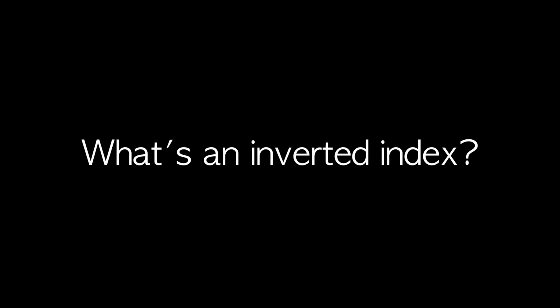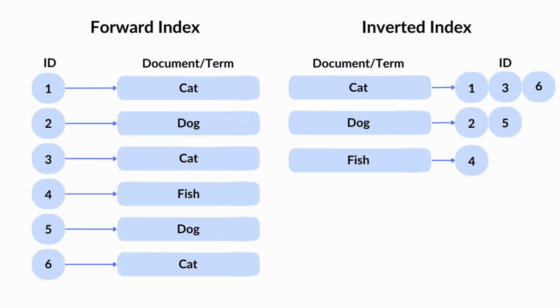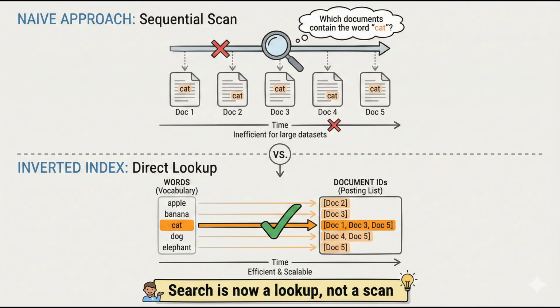What is an inverted index? Imagine you are searching for the word cat in a large stack of documents. With the naive approach, you would look at each document one by one and check whether the word appears inside it. An inverted index flips this logic. Instead of asking which documents contain the word cat, an inverted index maps each term to the list of documents where it occurs. This dramatically reduces search time.